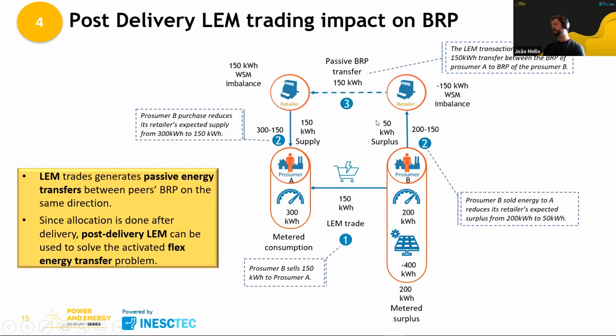At the same time, prosumer A, who bought this energy and was expected to consume 300 kilowatts, actually was supplied only 150 by its retailer. So if you compare the imbalances, this local energy transfer between prosumer B and A generated a passive, what we call a passive transfer between their retailers on the same amount, on the same direction. And this is a very interesting principle, because we are going to use this fact to correct the problem that I explained to you before about the energy transfer when there is an activation of flexibility in the local energy market.